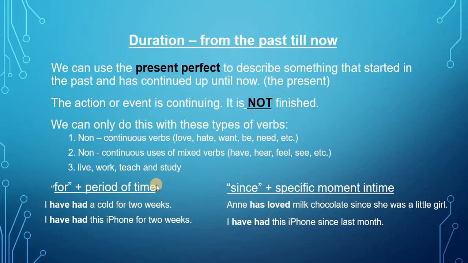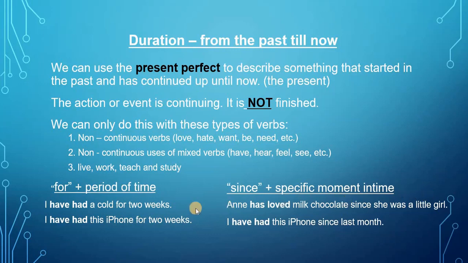So this rule here is only valid for these 3 types of verbs. Example: well, we can express duration: I've been using for, followed by a period of time, or since, followed by a specific moment of time.